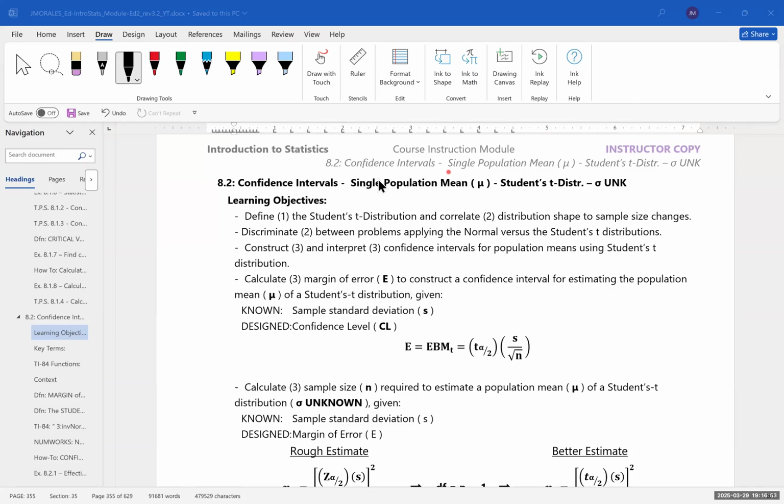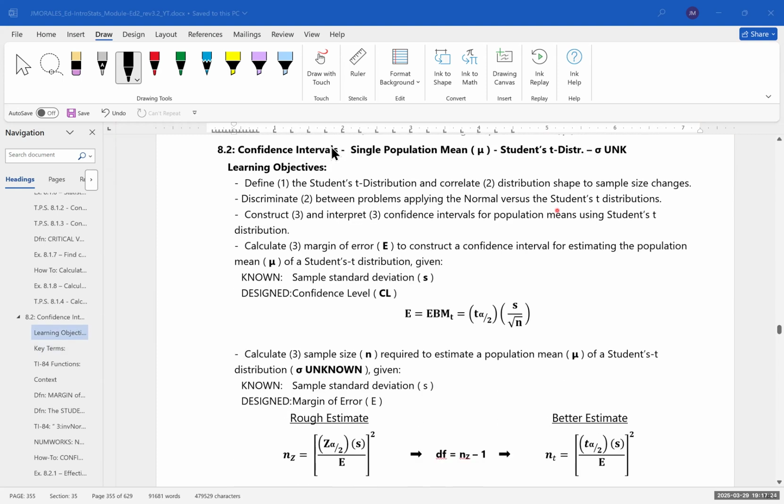All right, now in section 8.2, we are still calculating confidence intervals for a single population mean, but we're going to do it using a new distribution called the student's t-distribution. And the student's t-distribution comes into play when the population standard deviation is unknown.